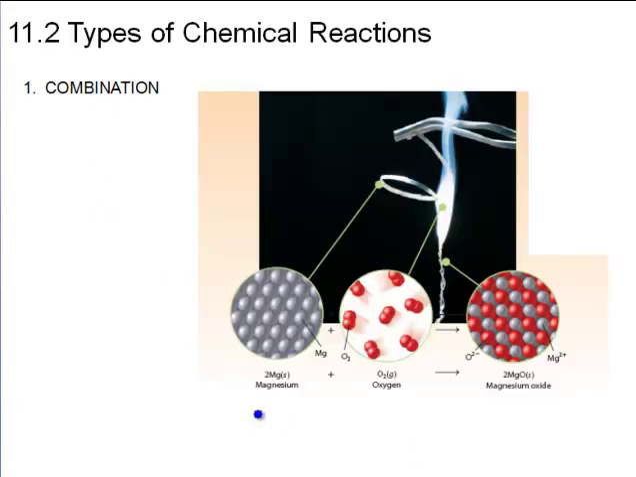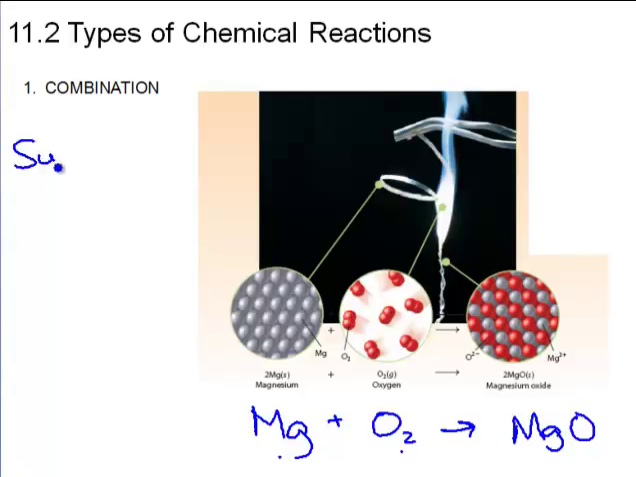In this case, we have magnesium coming together with oxygen to form magnesium oxide. You have 2 elements coming together to form 1 compound. This is a combination reaction. You may also hear it being called a synthesis reaction. Synthesis means to make something instead of combination. All depends what book you have.